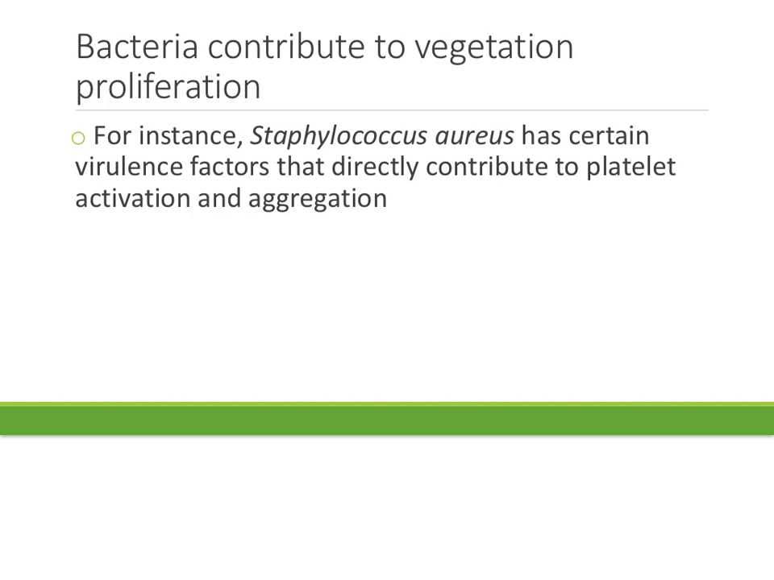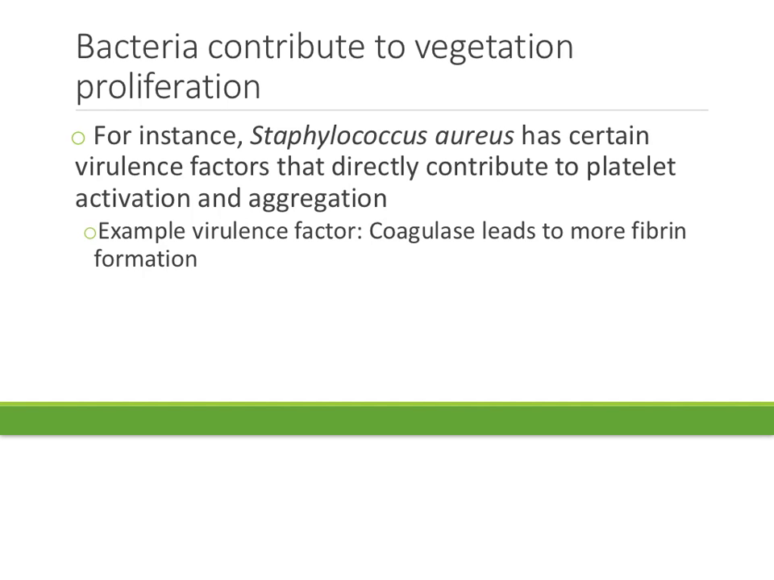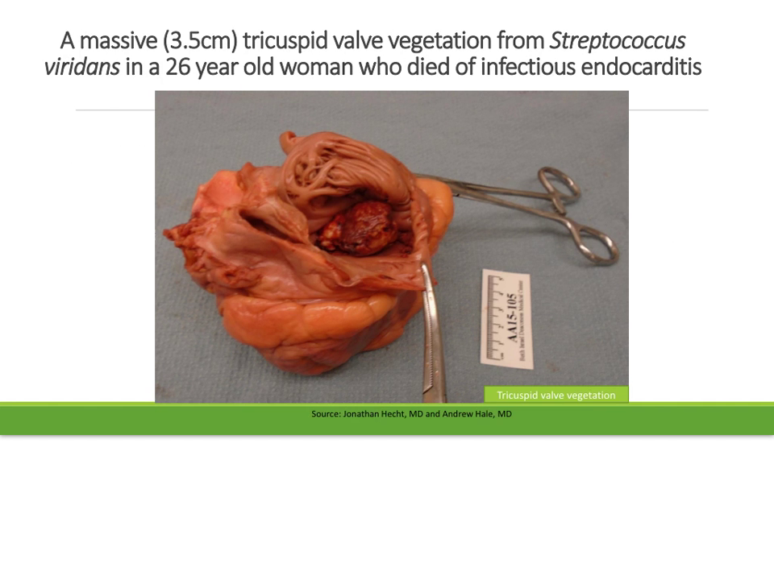Not only does their growth increase the size of the vegetation, but some of them have virulence factors that directly cause platelet activation and aggregation. For example, Staph aureus has the virulence factor coagulase, which leads to more fibrin formation, and as we saw in the platelet mechanism slide, more fibrin means more platelet clumping. Additionally, Staph aureus has virulence factors that can directly activate tissue factor, which turns on the extrinsic pathway of the clotting cascade. So it's important to recognize that bacteria that cause endocarditis have important procoagulant effects. Here's what the devastating result of all this pathophysiology can be.